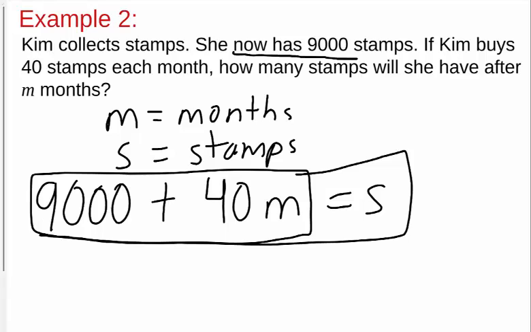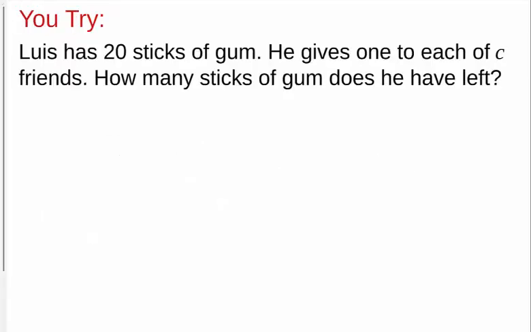All right, so now you. It says Luis has 20 sticks of gum. He gives one to each of C friends. How many sticks of gum does he have left? So pause the video, see if you can work this one out.